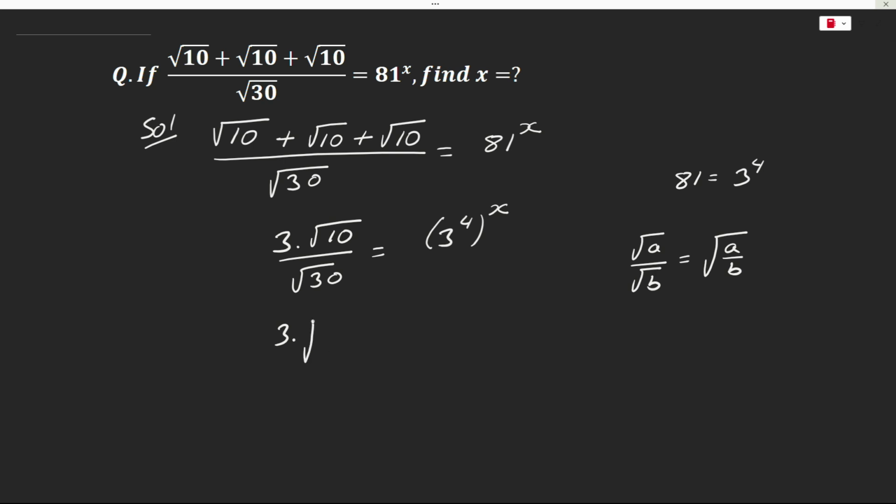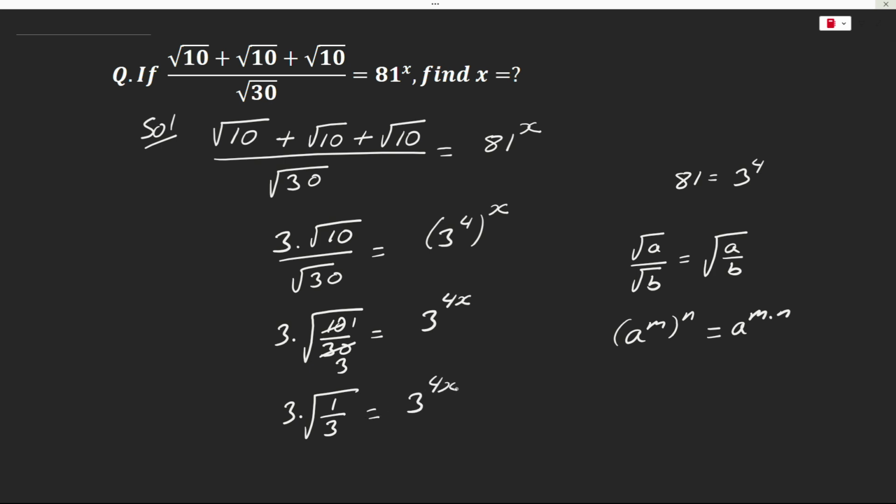3 times √(10/30) equals, using the exponential power law, (a^m)^n equals a^(m times n). We can write (3^4)^x as 3^(4x). Now here 10 and 30 will be reduced by 10: 30 will be reduced 3 times and 10 will be reduced 1 time. This equals 3 times √(1/3) equals 3^(4x).